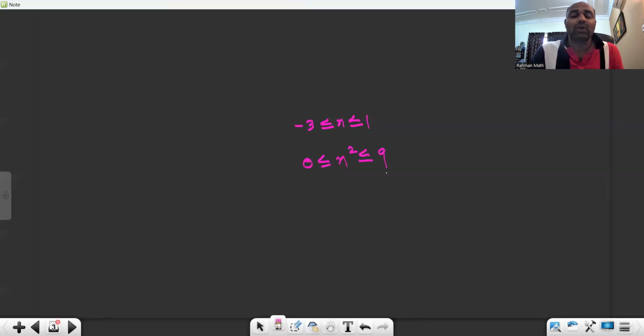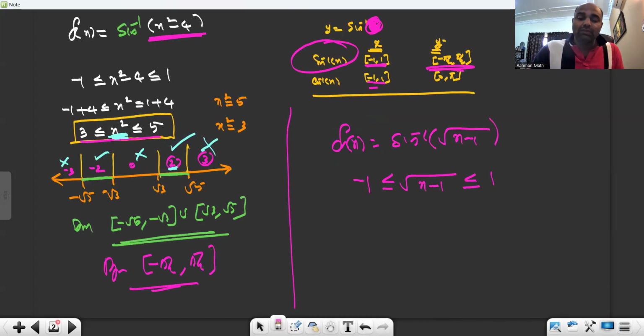The bigger value, that is, minus 3 square is 9. Don't write 1. Suppose here 12 is there. At that time, the bigger value, 12 square, is 144, which will be the answer. 144 will be the bigger value when you're squaring throughout. Don't forget this. Squaring throughout, so the square of a number is always positive, or 0.